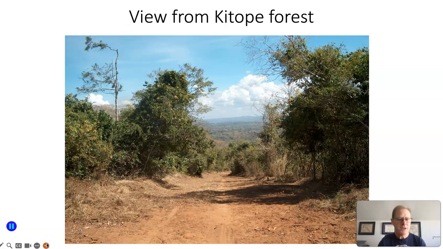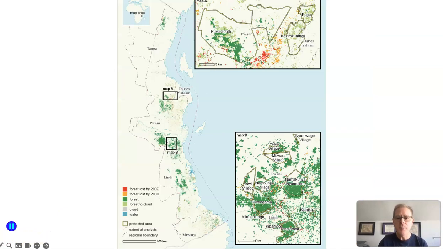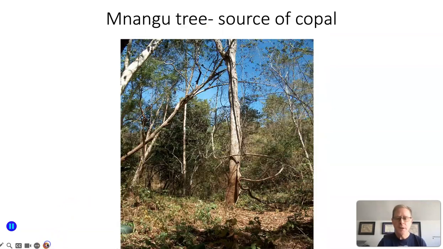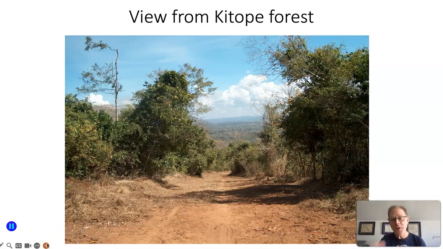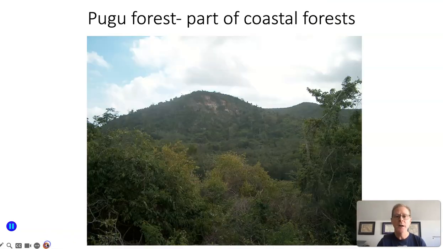One of the coastal forests he talks about is Chitope, and this is the view on top of one of the hills. You can see these are rolling hills, big hills, small mountains here. Let me see if it has the Chitope forest on this map somewhere. No, because it's one of the ones that's not pulled out here. It's actually about right here. Anyway, it's not on that map. But this is what the coastal forests look like.